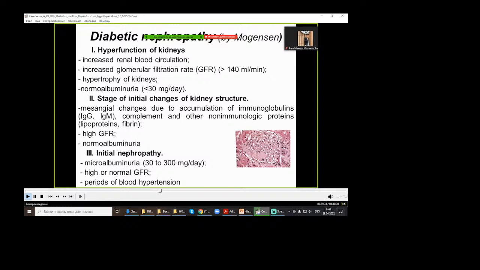The second stage of diabetic nephropathy is a stage of initial changes of kidney structure. This stage is characterized by mesangial changes due to accumulation of immunoglobulins G and M, complement, and other non-immunological proteins. This stage is also characterized by high glomerular filtration rate and normal albuminuria. The next, third stage, initial nephropathy, is characterized by microalbuminuria from 30 to 300 milligrams per day, high or normal glomerular filtration rate, and periods of blood hypertension.